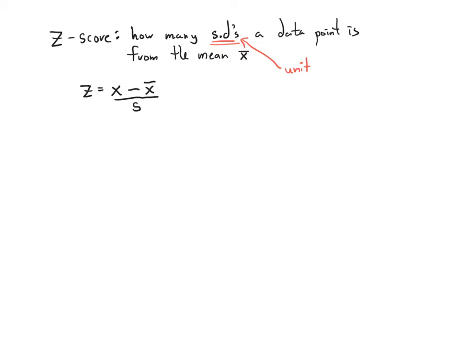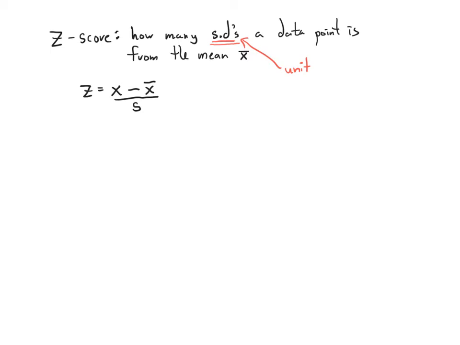And this is the formula that calculates it. So we just figure out the difference between the data point and the mean, and then because our units are standard deviations, we divide by the standard deviation to tell us how many of those this distance is. Let's calculate a couple of examples, and we'll put them on a little bit of a graph, and we can kind of see what's happening here.